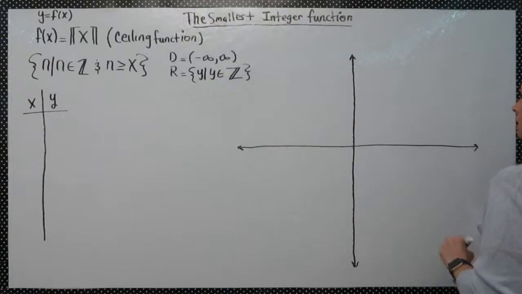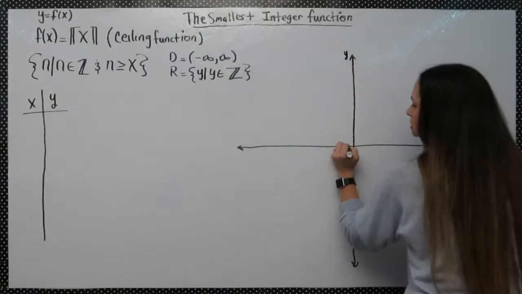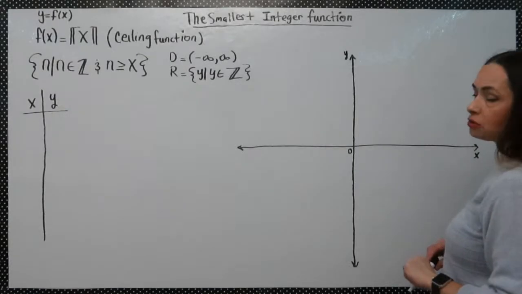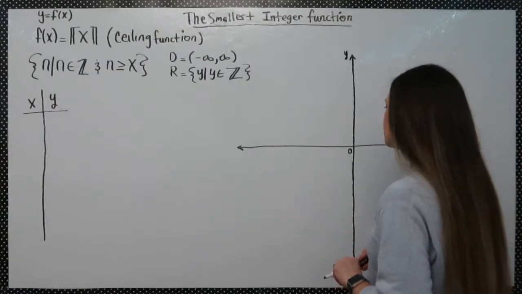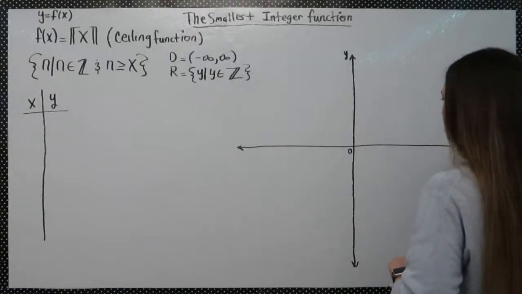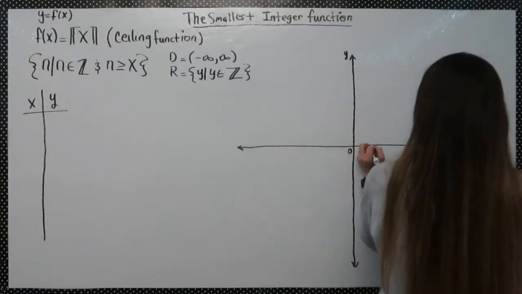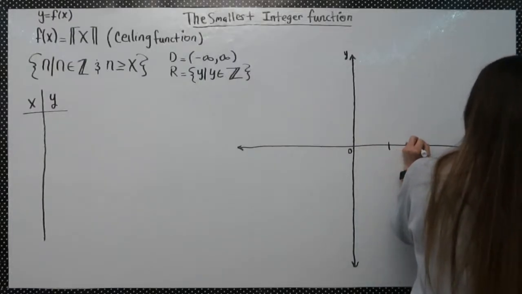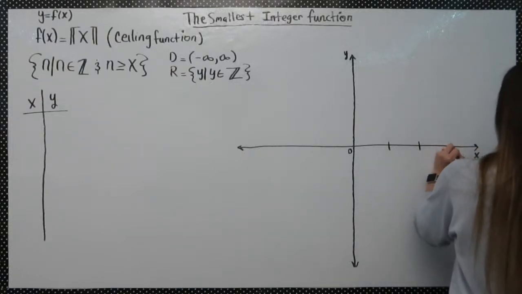Okay, we got a Cartesian coordinate system here, and we're going to go ahead and pick a lot of values in our domain so that we get a good idea of what this graph is doing. And so like yesterday, we went out to 2, I think. So let's see, we'll go 1, 2, and we will go up to 3 maybe.